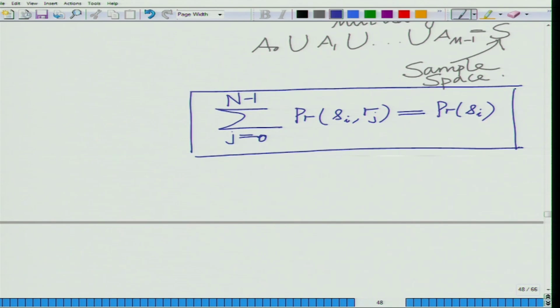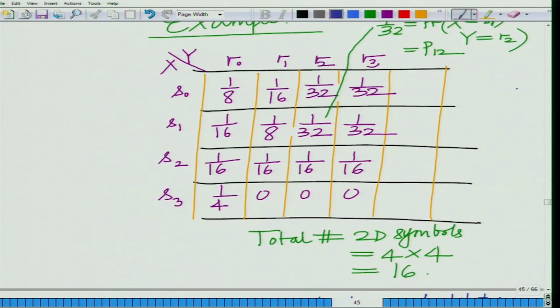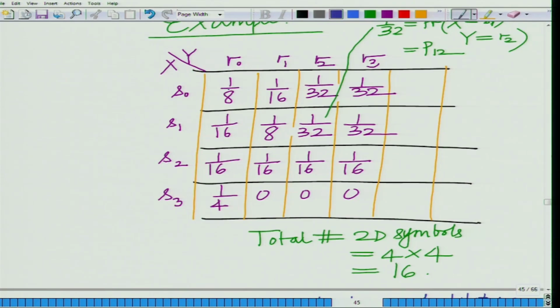What this means is that if you sum over each column, that is R0, R1, R2, these represent each column, you get the total probability corresponding to that Rj. Similarly, if you sum across the rows, that is sum over all Rj corresponding to each Si, you get the probability of that Si. So let me illustrate this. The probability of R0 equals 1 by 8 plus 1 by 16 plus 1 by 16 plus 1 by 4. So, that will be half.